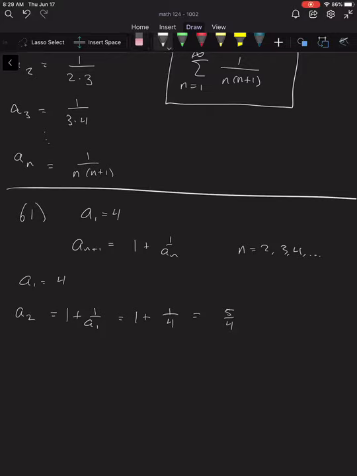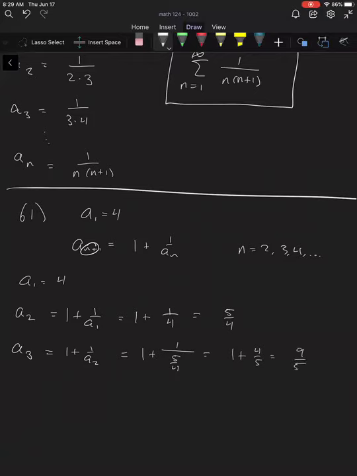So now let's do that same thing with A3. If we want to find A3, we want to plug n equal to 2 right here, because we'd have 2 plus 1 is 3. So if we plug n equal to 2, this is going to be 1 plus 1 over A2, which is 1 plus 1 divided by 5 over 4, which equals 1 plus 4 over 5, which equals 9 over 5.